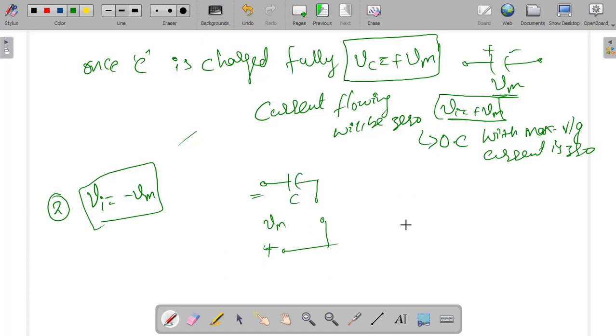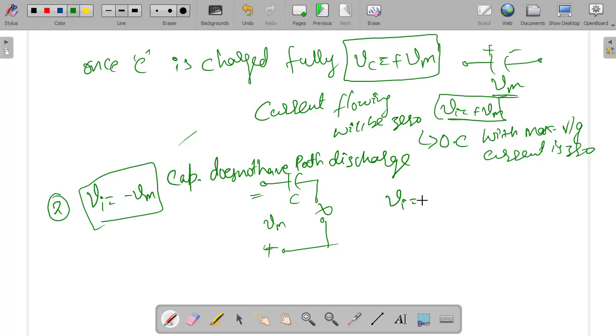So here the capacitor doesn't have a path to discharge. Where will it discharge to? When the diode is open circuit, there is no path to discharge, because there is no path available whenever Vi is equal to minus Vm. So it will keep its voltage as it is.